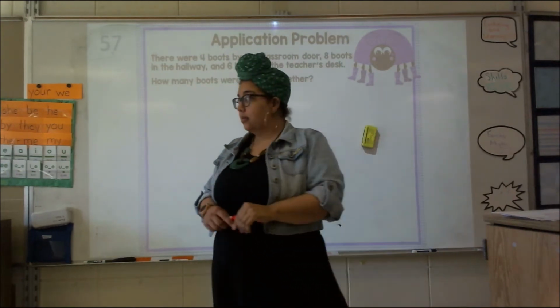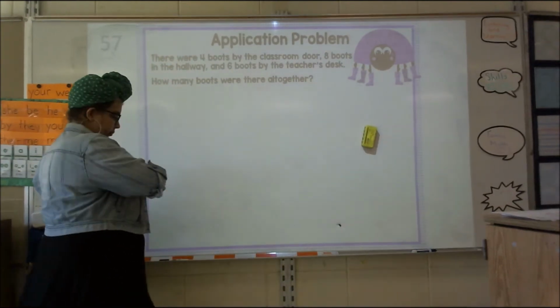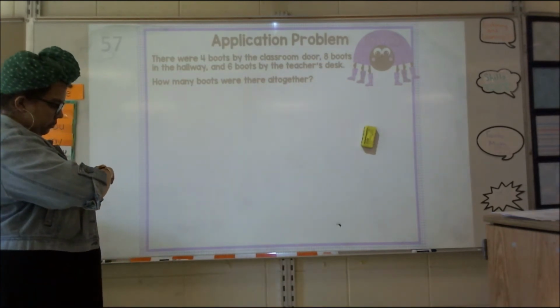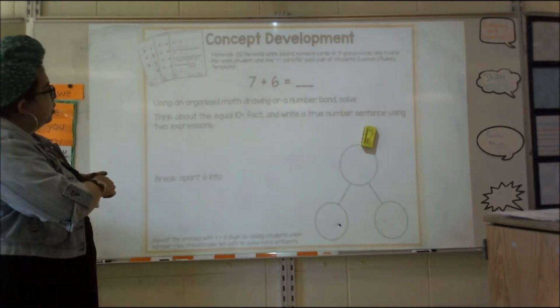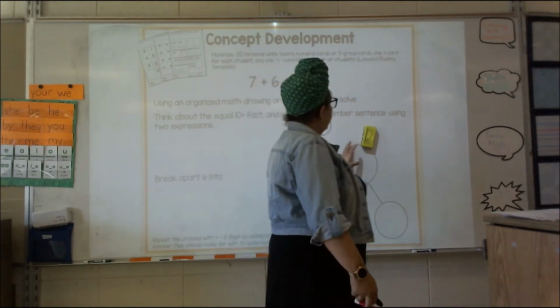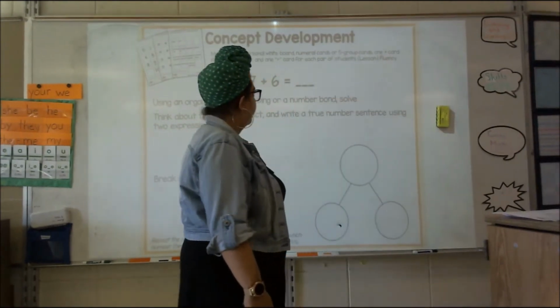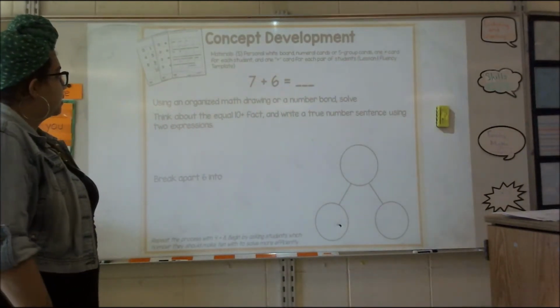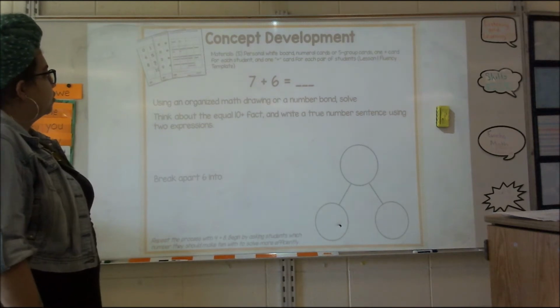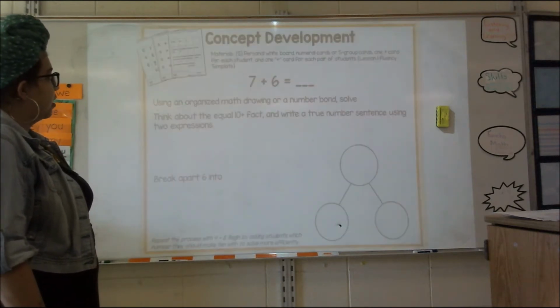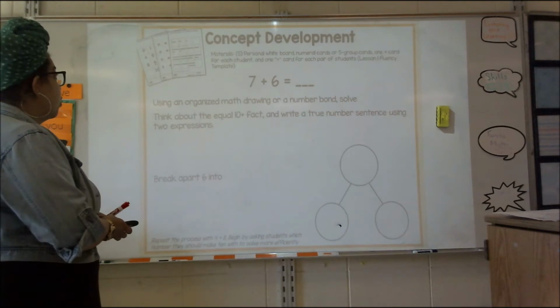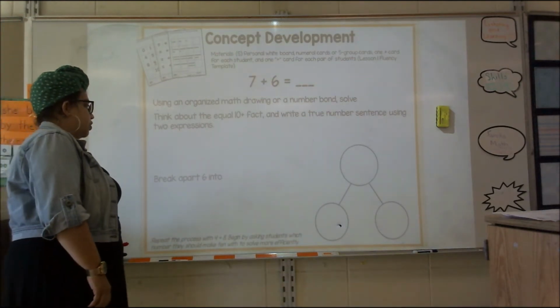And it tells us that we have pictured here 7 plus 6, okay? So using an organized math drawing or a number bond, we're going to solve this. So right now you're watching me. So let's draw a picture, okay?